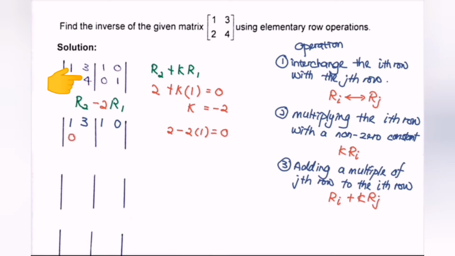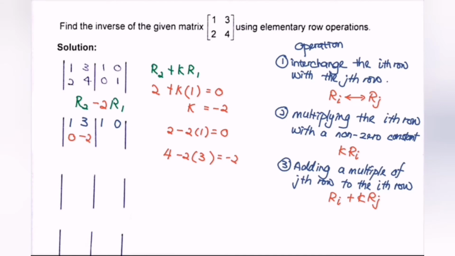Next, we move on to the 4, which is the A22. Element A22 equals 4 minus 2 times the A12 of row 1, where the number is 3. Kindly simplify: we have 4 minus 6, which equals negative 2. So here we substitute negative 2.